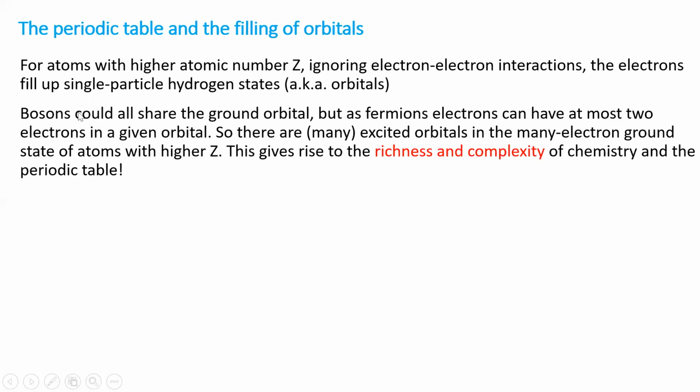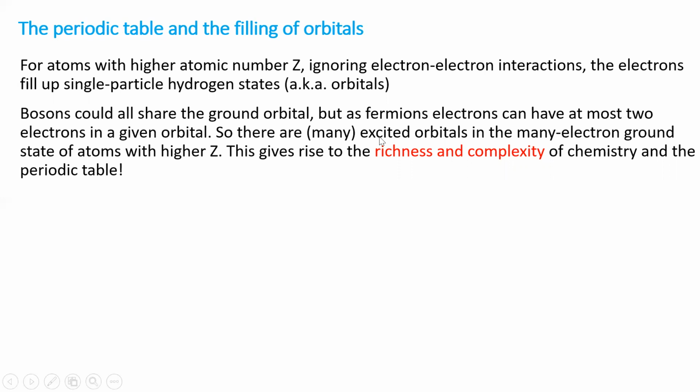So now if electrons were bosons, they could all share the ground orbital because as many bosons as we want can occupy a single quantum state. But as fermions, electrons can have at most 2 electrons in a given orbital. 2 because there's the spin state. So we can have, roughly speaking, a spin up and a spin down in the same spatial orbital. So as a result, we quickly fill up the ground orbital, which has 2 electrons in it. So we have to go to the first excited state already with Z equal 3, which would be lithium.